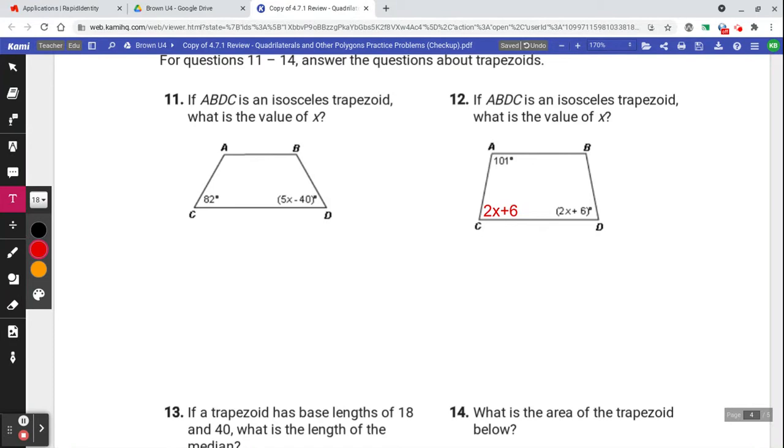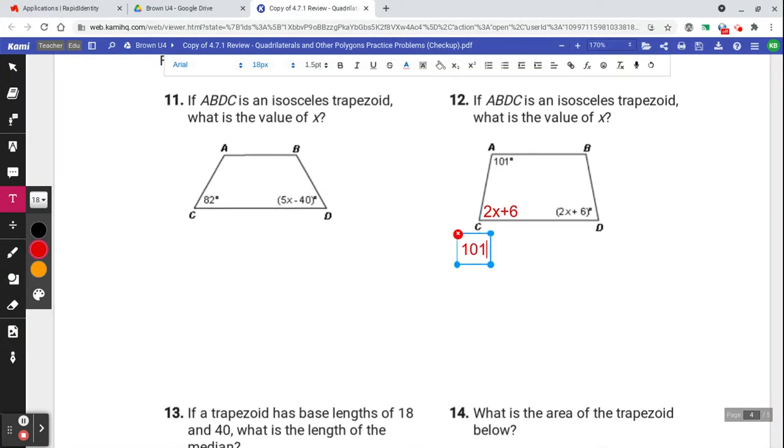Since this is an isosceles trapezoid, AB is parallel to CD. Did I say equal? I didn't mean equal. Sorry, I meant supplementary. They are supplementary, not equal. So let's write it that way. We have 101 plus the other angle, 2x plus 6 are supplementary. That means they equal 180 degrees.